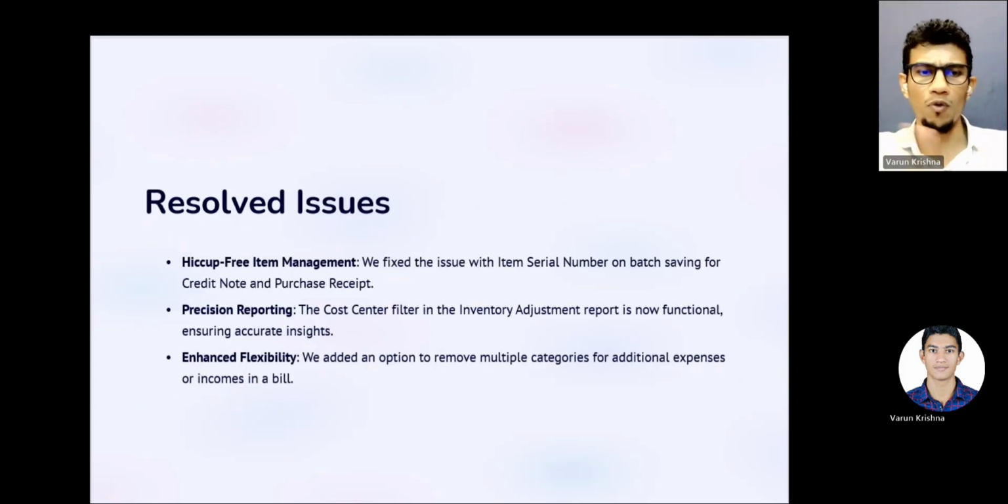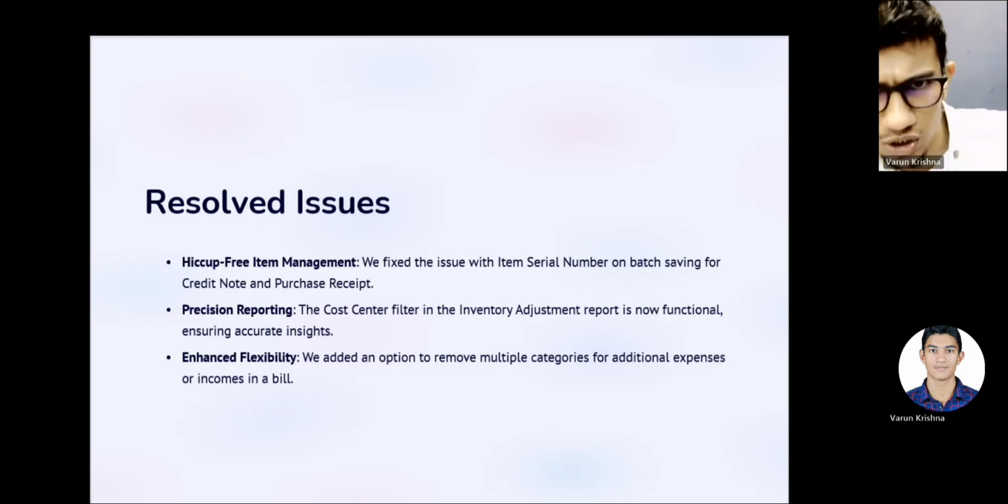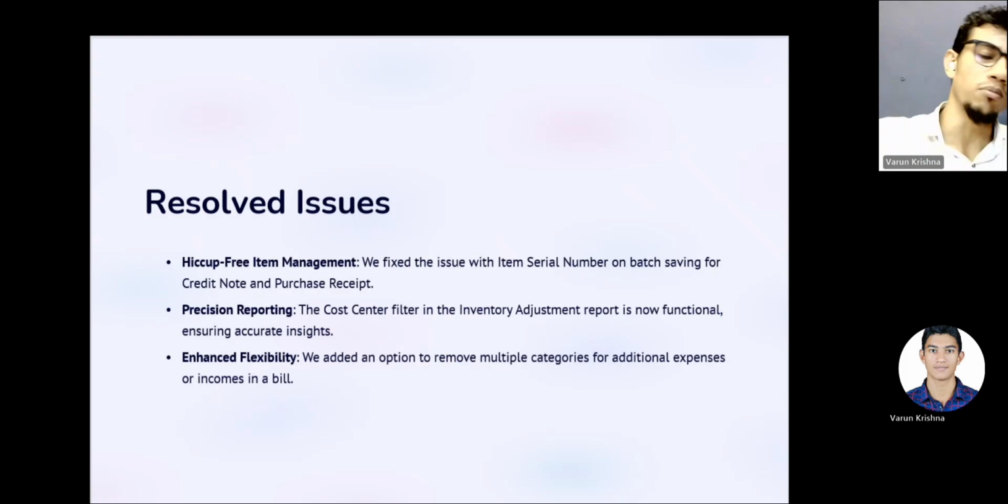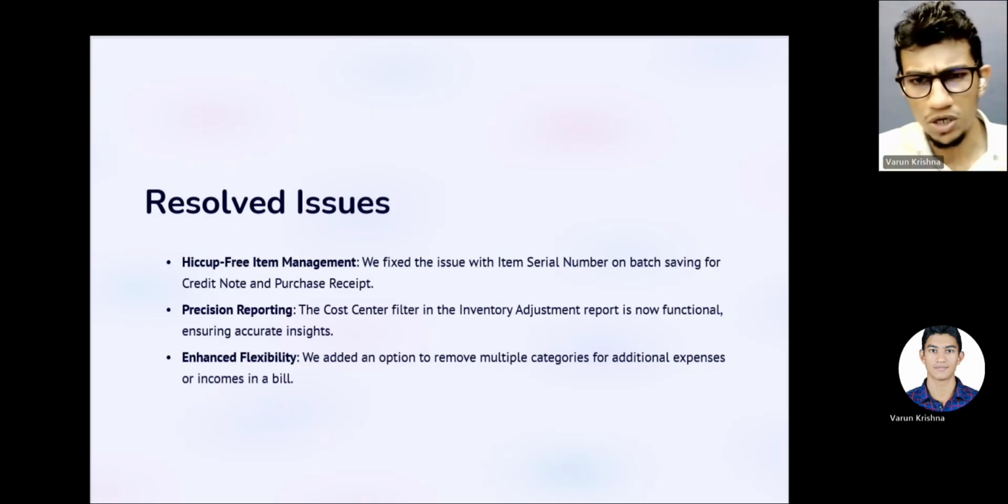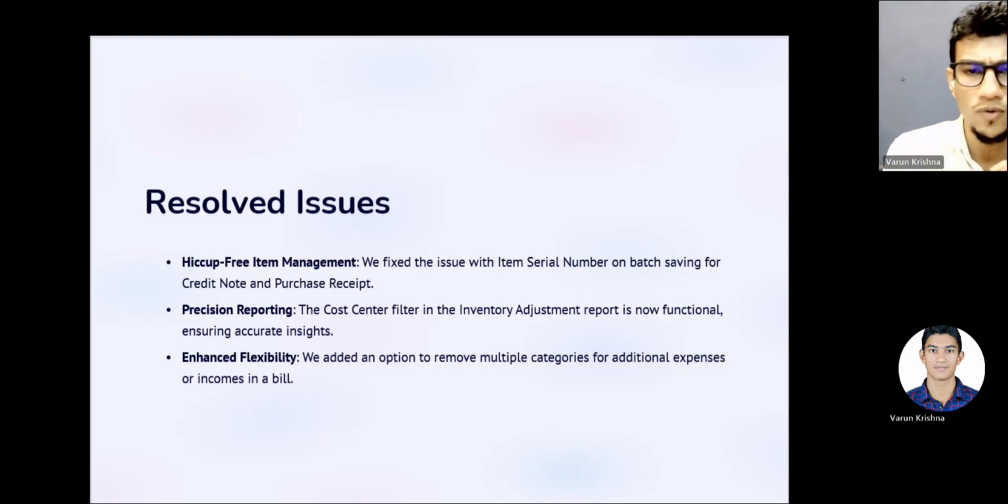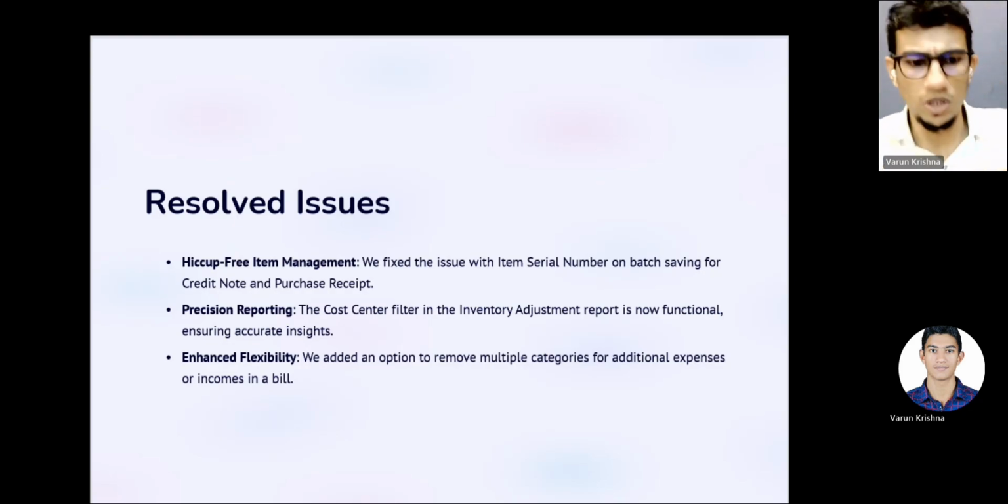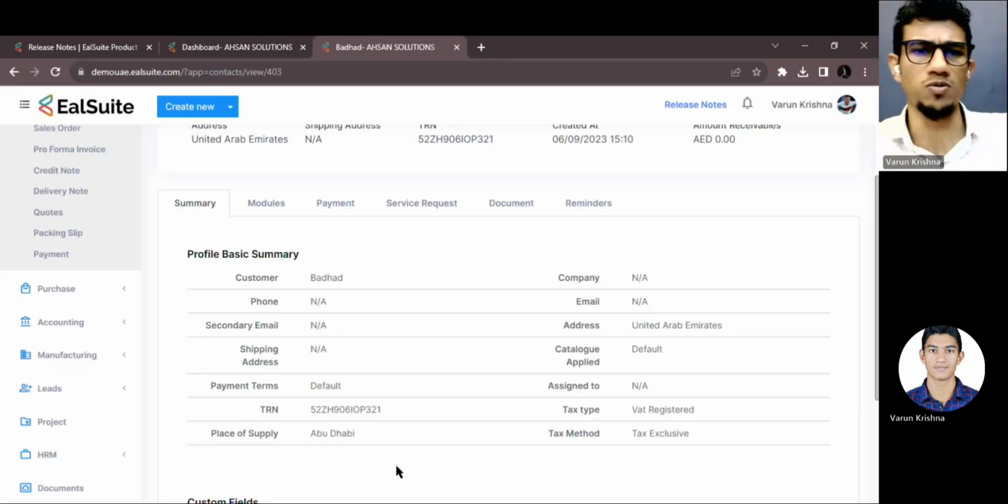Now we'll be moving into the final section of our webinar regarding the issues that we have solved. A few hiccups regarding the item management section, and we have fixed the issue with the item serial number on batch saving for credit note and purchase receipt. So we'll do one thing. We'll look into the purchase receipt and what this issue was, and whether this issue was resolved. And I'll explain to you where this issue took place also.